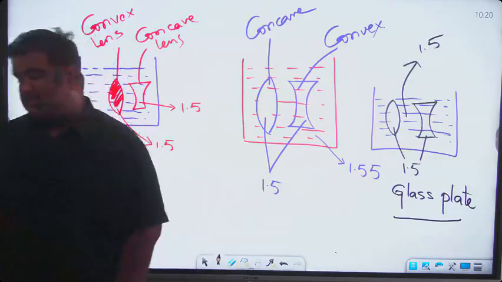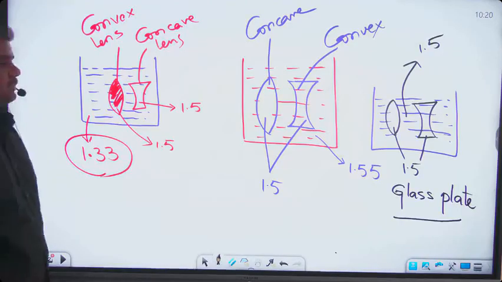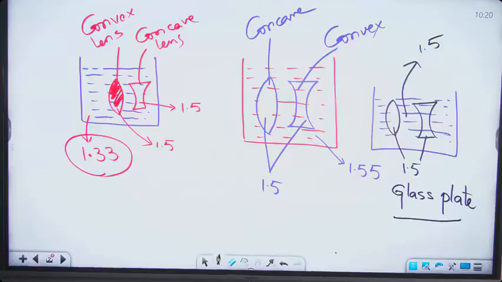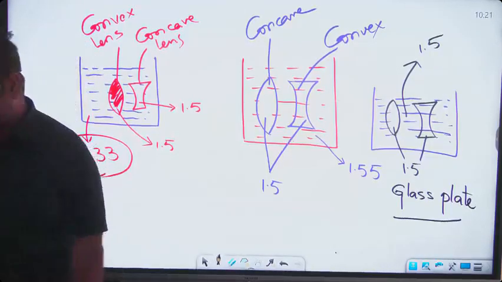When a concave or convex lens is placed in a liquid of less refractive index, then the convex lens will behave as convex, and the concave lens will behave as concave.